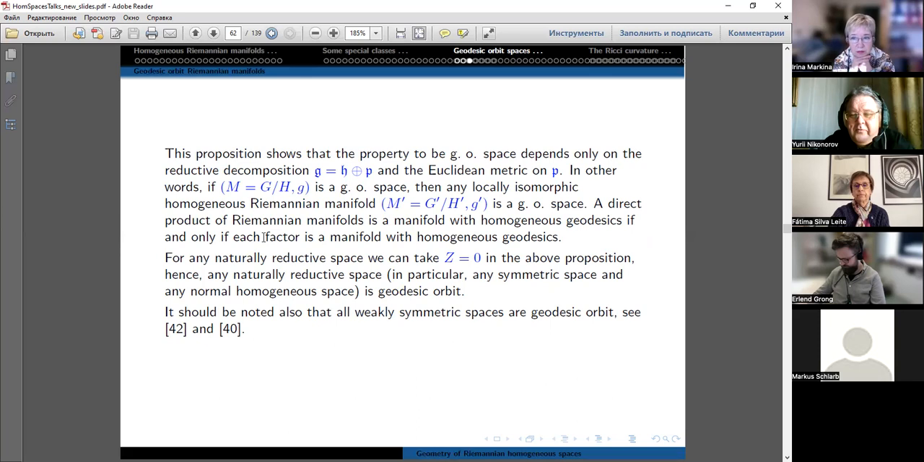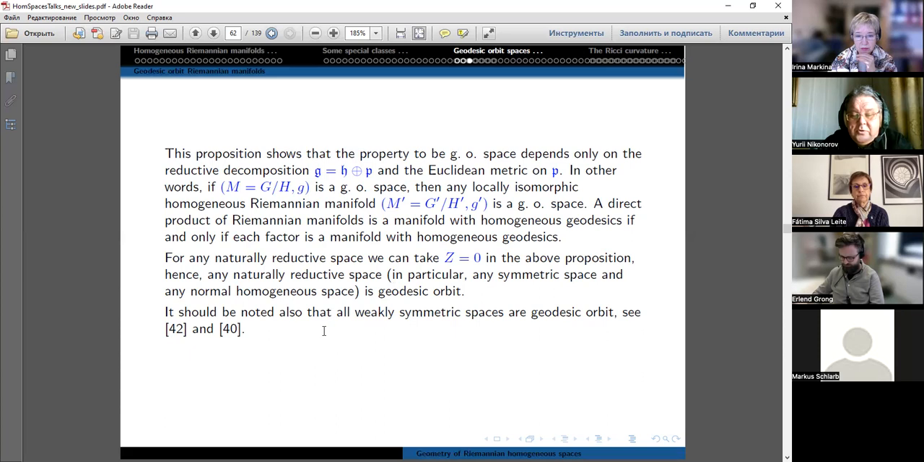A direct product of Riemannian manifolds is a manifold with homogeneous geodesics if and only if each factor is a manifold with homogeneous geodesics. It's also very easy to see. And this is what I said. If we have Z0 for any x, we have exactly naturally reductive spaces.